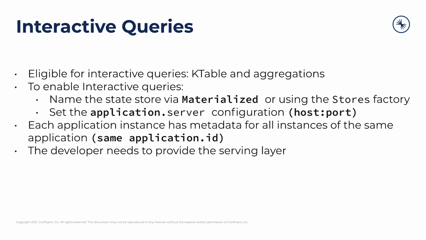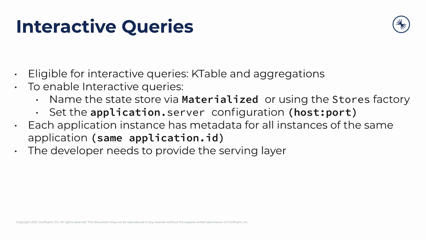So doing so will make the state store queryable, but to actually set up the application for interactive queries, you need to give it an application server configuration. This just means pass in the host and port config so that Kafka Streams can know which instance of the application that you're talking to. So each application instance actually has the metadata for all of the other Streams instances with the same application ID. So this tells them what is the host and port for a particular store that you might wish to query.